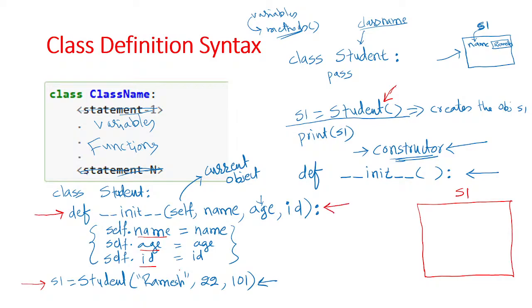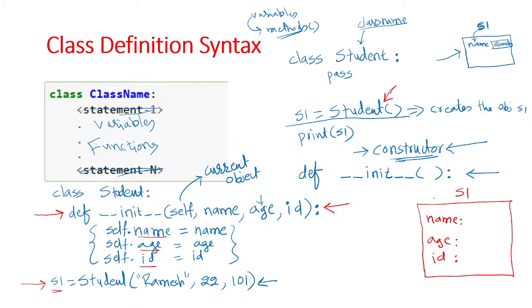Then Ramesh will be passed into name, 22 will be passed into age, and 101 will be passed into id. The left hand side three names, name, age, id, define the attributes of this s1 object. When you say self.name, what is self here? The current object. What is the current object here? s1 is the current object.